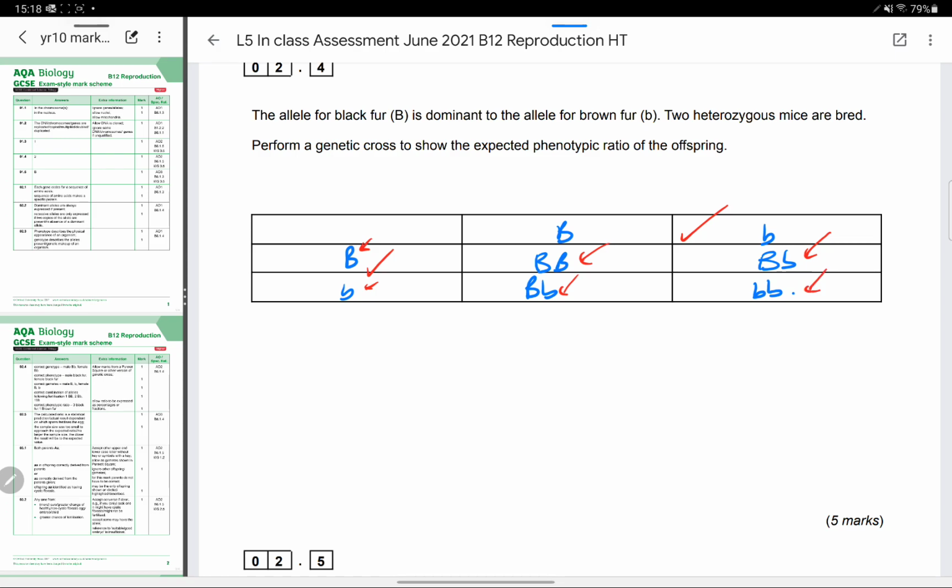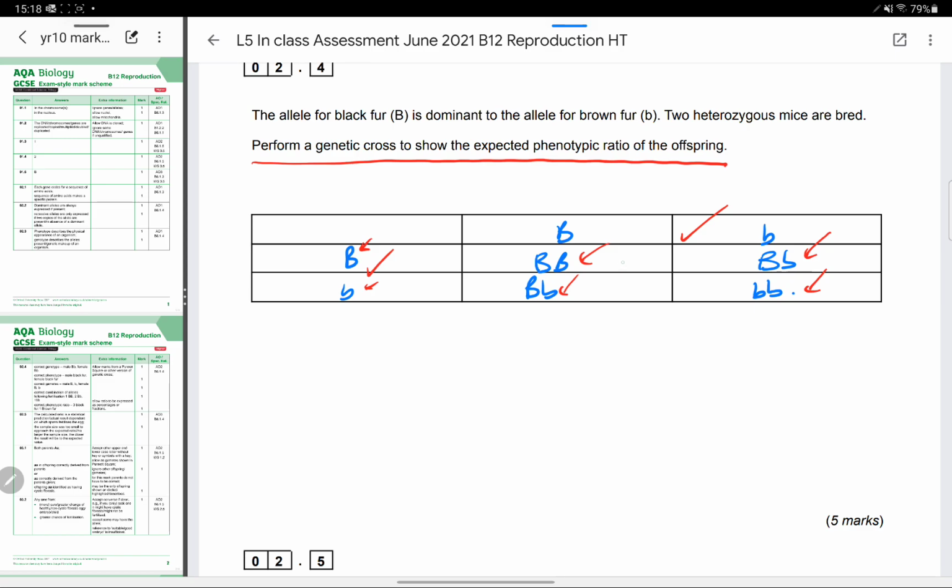Now, lots of people, though, didn't read the question and didn't follow my advice about what you need to do in these crosses, which is to give all the information as well. So the question says, perform a genetic cross to show the expected phenotypic ratio. So many people didn't show the ratio. Okay, and the way you do that is by stating the phenotype.